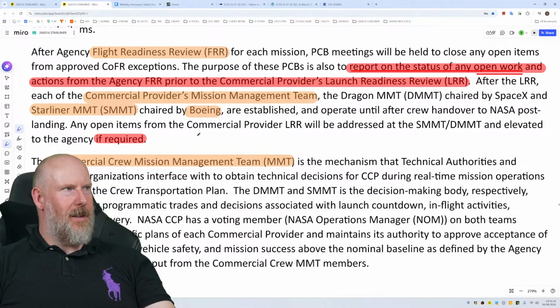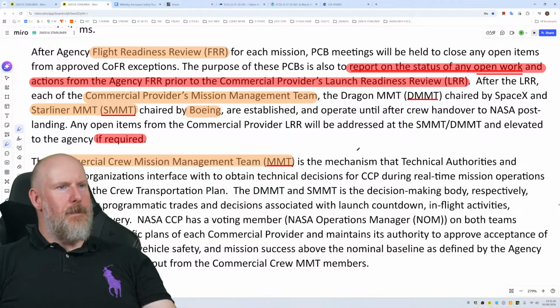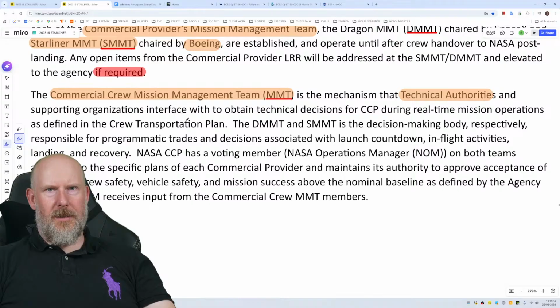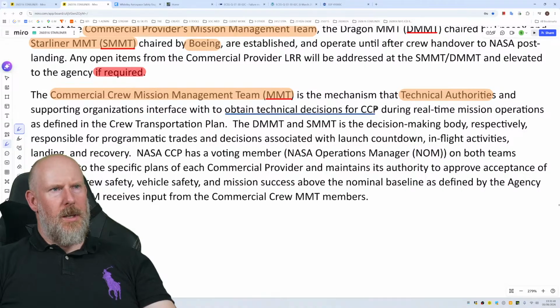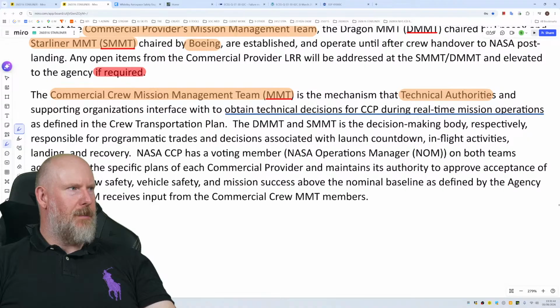Oh God, my brain's going to explode. Right, so there's a Starliner one, and then there's the commercial crew one, and then there's the Dragon one. Okay. Is the mechanism that the technical authorities and supporting organizations interface with to obtain technical decisions for CCP during real-time operations missions as defined by the crew transportation plan.